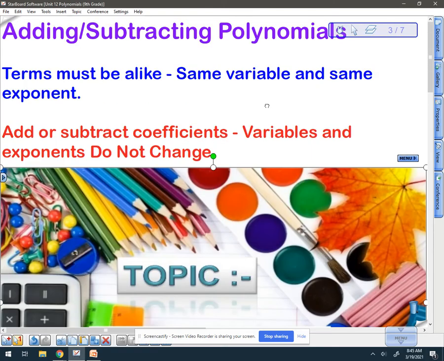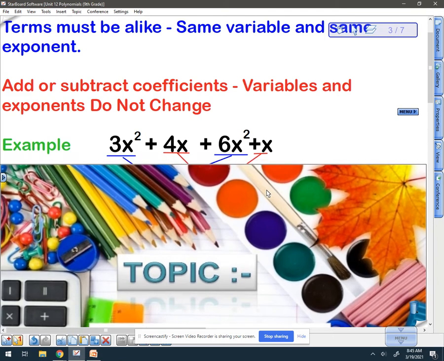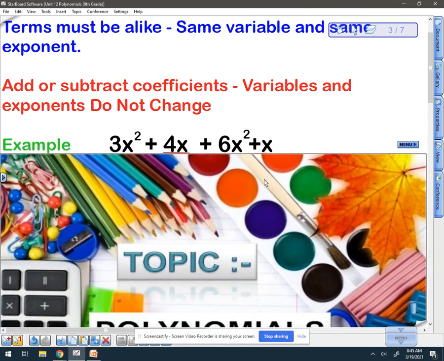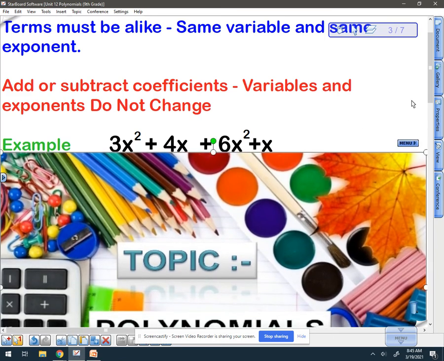When you're adding and subtracting, you add or subtract the coefficient, the number in the front. The variable doesn't change, the exponents do not change. All right, so that's not anything new. That's stuff you should already know. So an example of an easy one would be, okay, you've got 3x squared plus 4x plus 6x squared plus x.